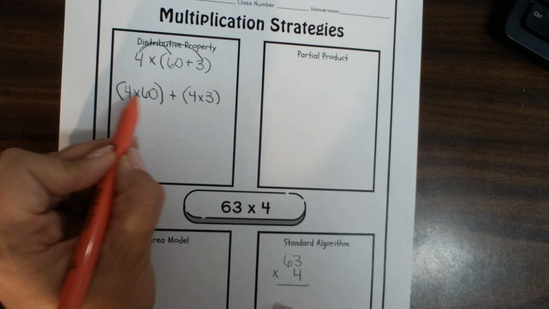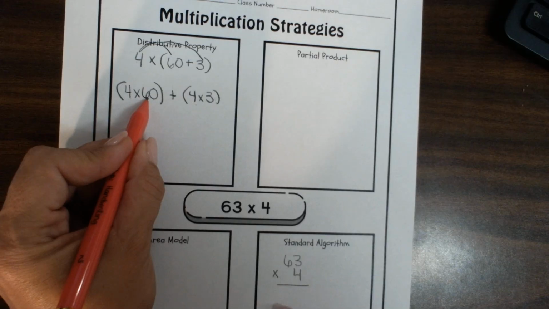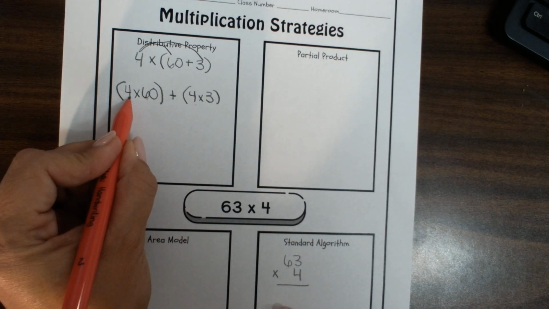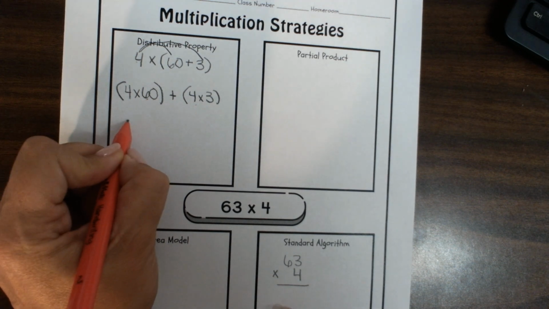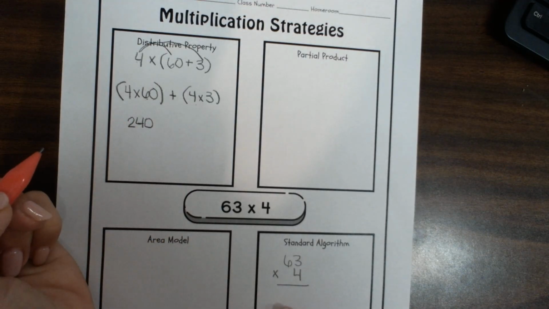So we have 4 times 6, which is 24. So they would notice that that 6 is in the tens place. So though 4 times 6 is 24, we also know that 4 times 6 tens is 24 tens, or as we would know it, 240.